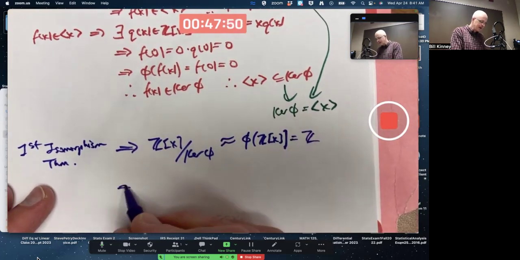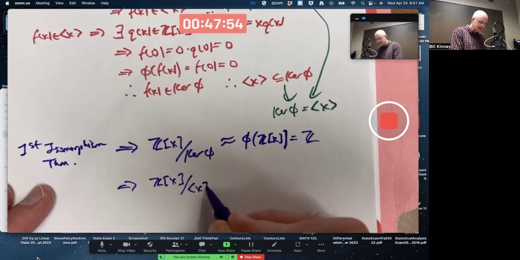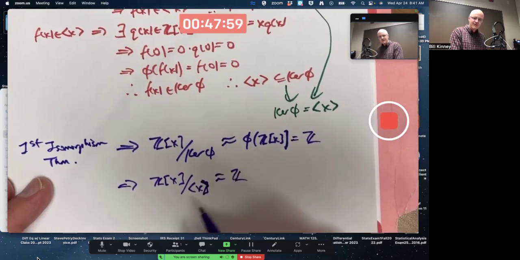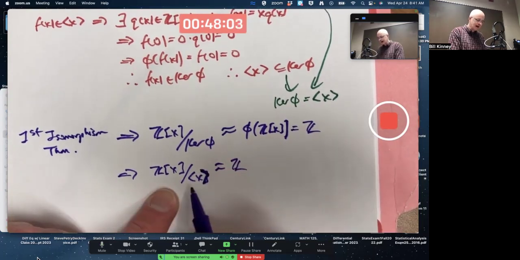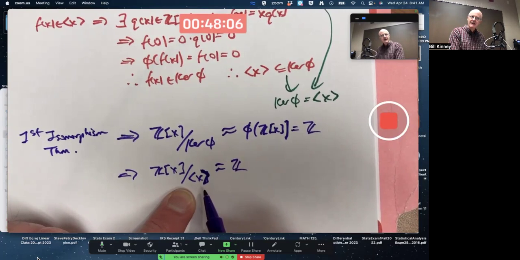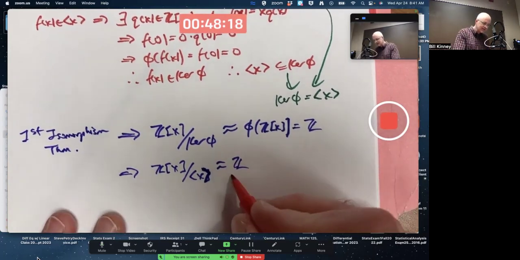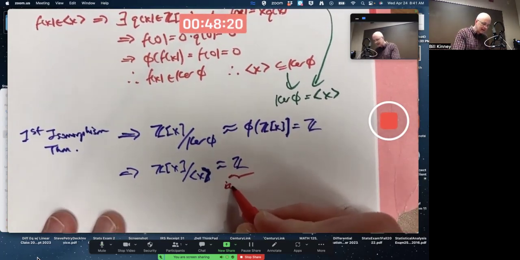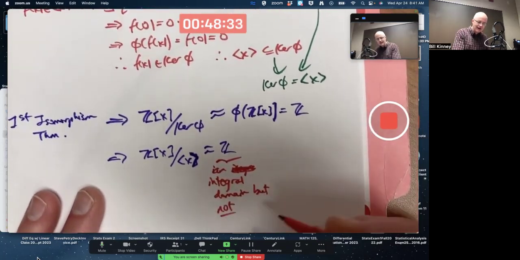But what's the kernel of phi? We just found out that that was the principal ideal generated by X. So this factor ring, the polynomial ring ZX mod by the principal ideal generated by X, all polynomial multiples of X, is isomorphic to the integers as a ring. What does that imply? Who cares? The integers is an integral domain, but not a field.